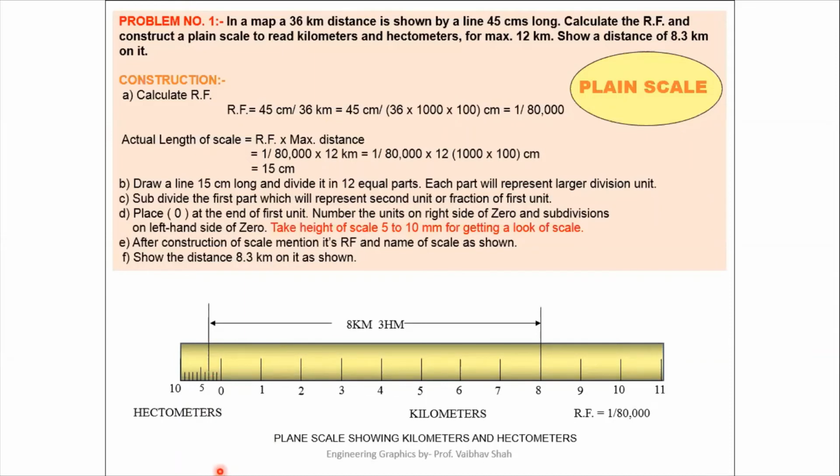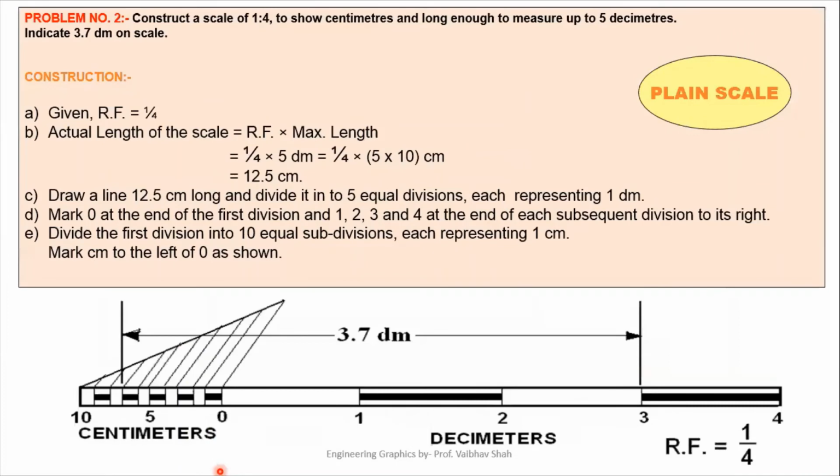Very easy. So let us see one more example. Construct a scale of 1:4 to show centimeters and long enough to measure up to 5 decimeters. Indicate 3.7 decimeters on the scale. So we have to construct one scale. RF is given as 1:4. We have to show centimeters on the scale, so obviously your primary unit is centimeters, and it must be long enough to measure 5 decimeters. Then indicate 3.7 decimeters on the scale.